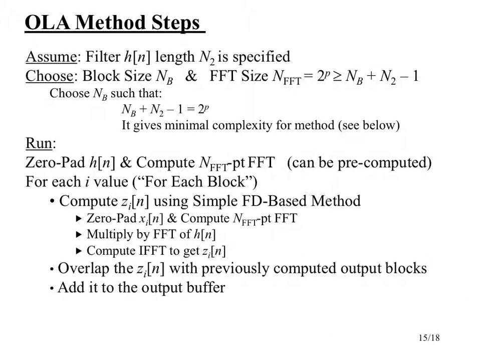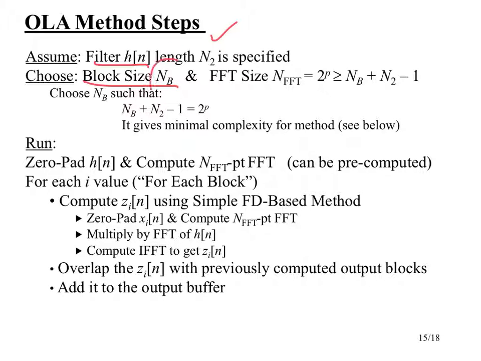And so this just summarizes the steps that we have to go through. So we've got some filter impulse response h of n with a length N2 that's specified. So based upon that, we need to choose a block size, and we'll talk about what drives the choice of that in just a little bit. Then we have to choose an FFT size. So that's where we need to account for the zero padding to make the DFT based product filter method implement linear convolution.